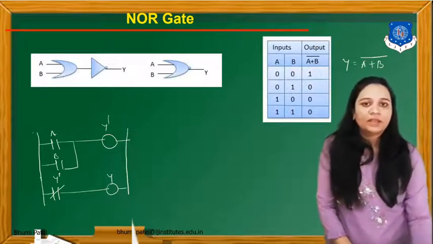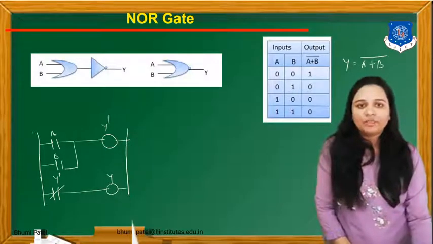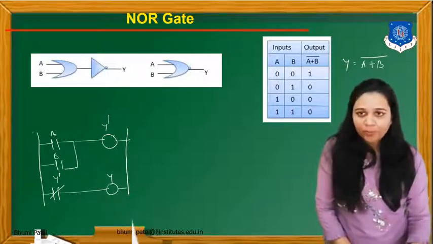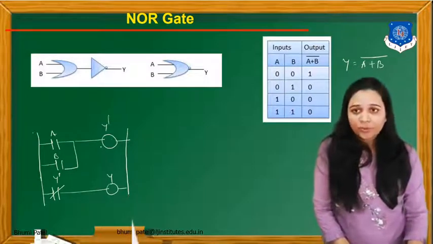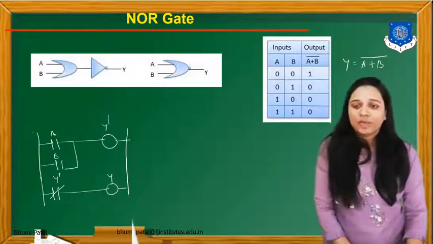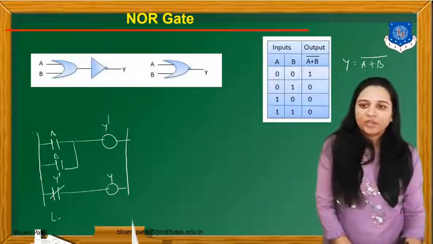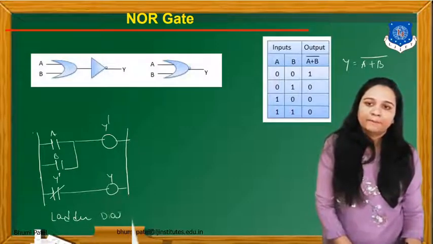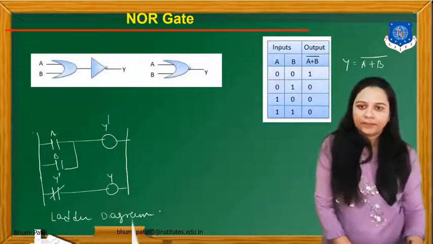So here you can see what is the actual output? A plus B. This is my A plus B output, and whatever output is here becomes an input in the second rung. So this is my input and Y is my actual output. So this is the ladder diagram for the NOR gate.